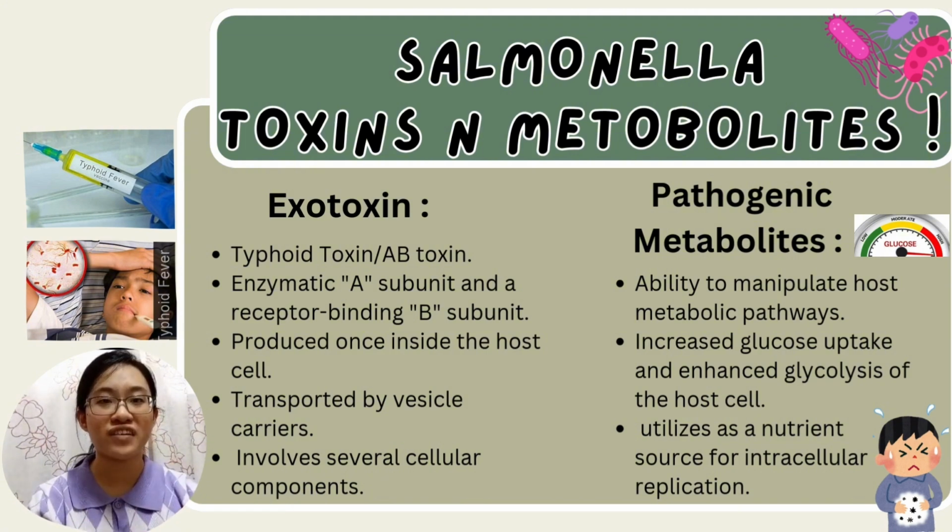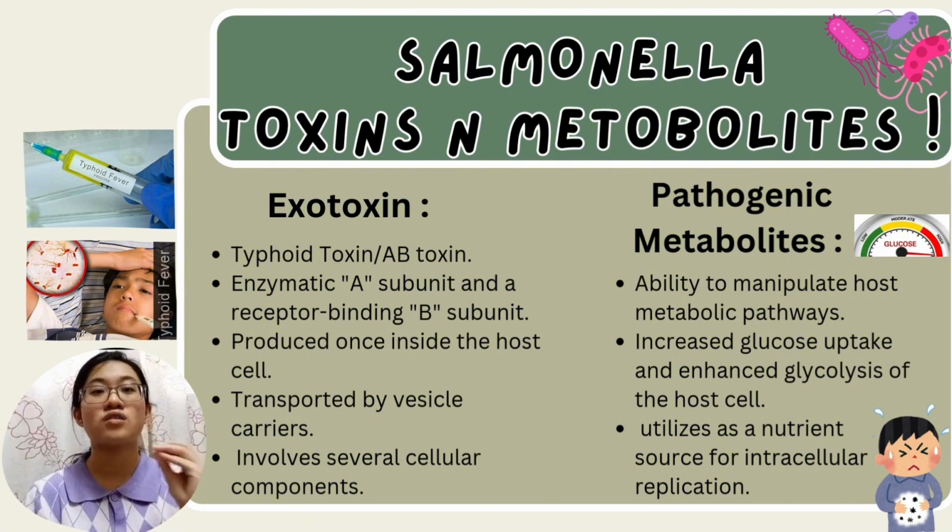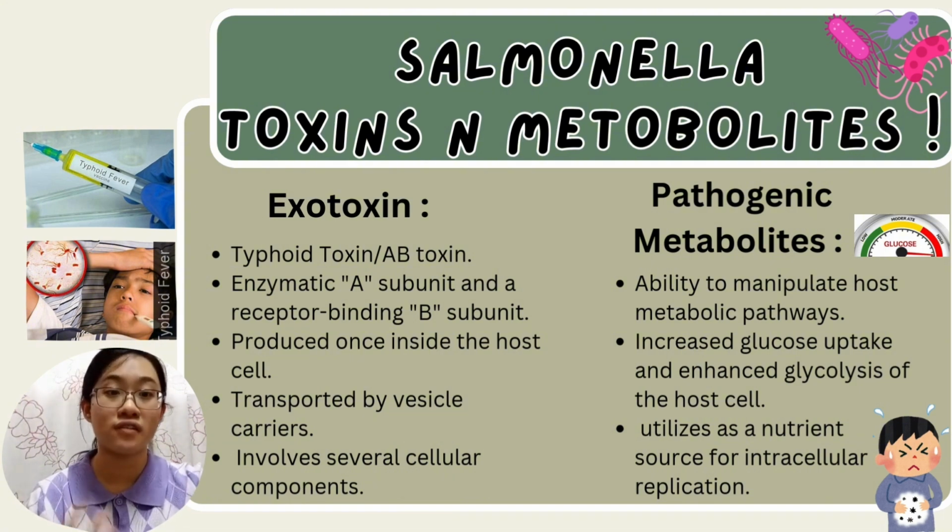The pathogenicity of Salmonella typhii is closely linked to its ability to manipulate host metabolic pathways, particularly in macrophages, to enhance its survival and replication. One key mechanism involves inducing a metabolic shift in host macrophages, such as increasing glucose uptake and enhancing glycolysis. This creates an environment rich in glucose, which the bacteria use as a nutrient source for intracellular replication. Studies have shown that patients with typhoid fever exhibit increased glucose levels and higher glycolysis, which significantly contribute to bacterial virulence.